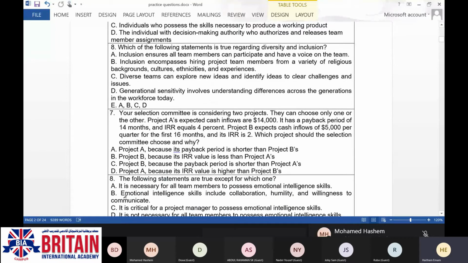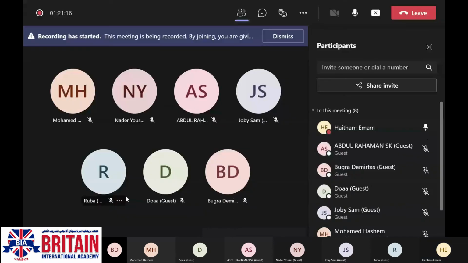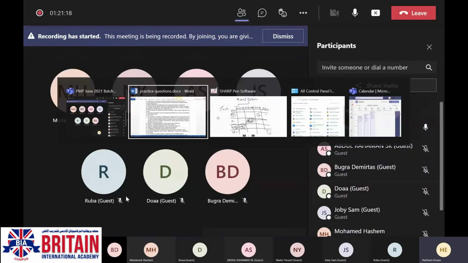This question, which is 7, I don't know how it comes repeated. Anyway, your selection committee is considering two projects. They are choosing only one or the other. Project A expected cash inflows are 14,000. It has a payback period of 14 months and IRR equal to 4%. So let's write down these points. Could someone tell me the numbers, please?